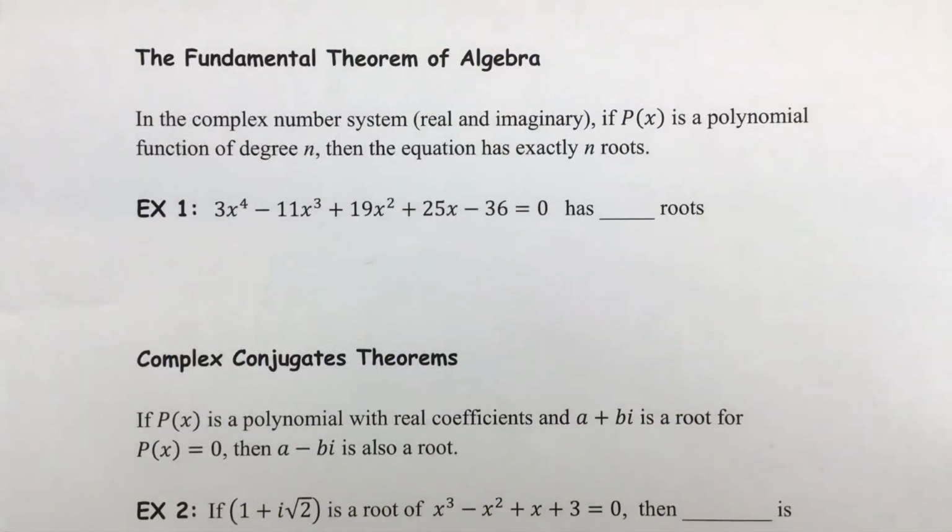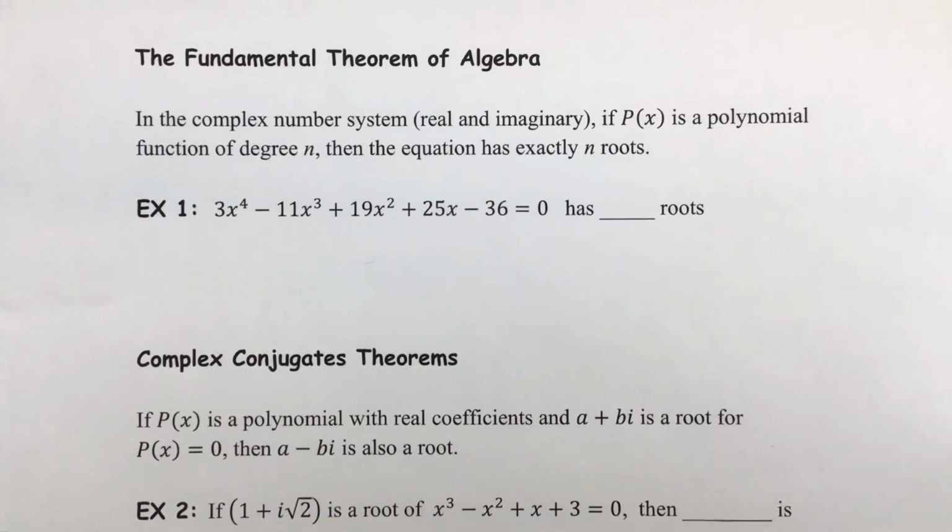In addition to the rational root theorem, what I wanted to do was address roots in general, whether those roots be real numbers, irrational numbers, or even imaginary numbers. In the complex number system, which would be the real and imaginary number system, if p of x is a polynomial function of degree n, then the equation has exactly n roots. Those roots might not be integers, they might not be rational numbers, they could be irrational, or they could even be imaginary numbers. But you will have n roots if you have a degree n polynomial.